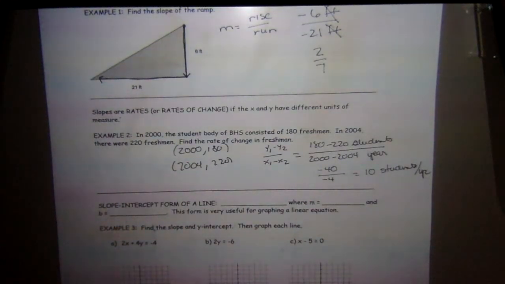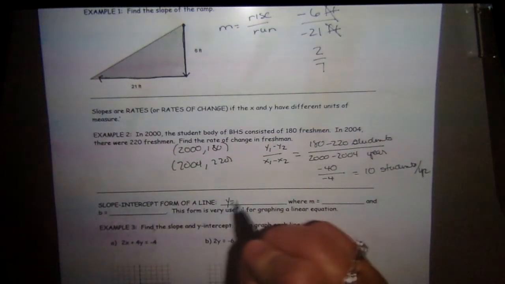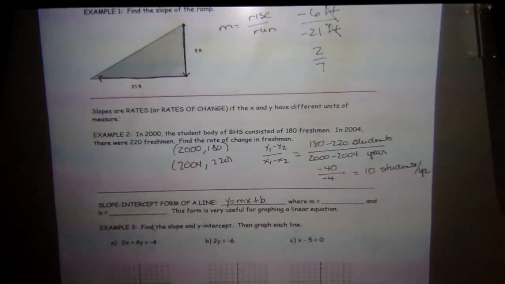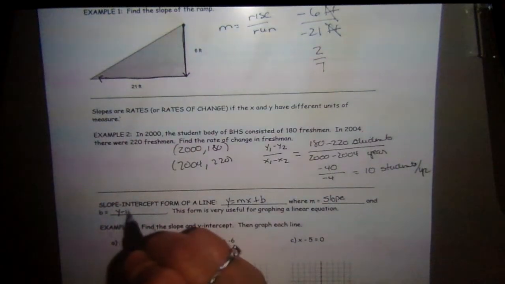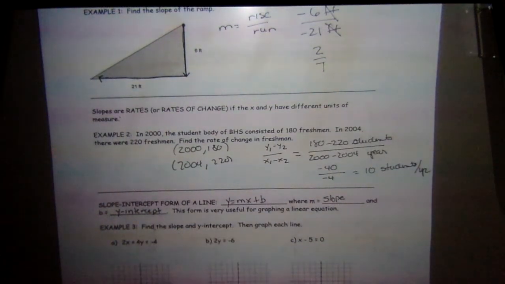Questions there? All right, the slope-intercept form of a line is y equals mx plus b, where m is the slope, b is the y-intercept. This form is very useful for graphing a linear equation.